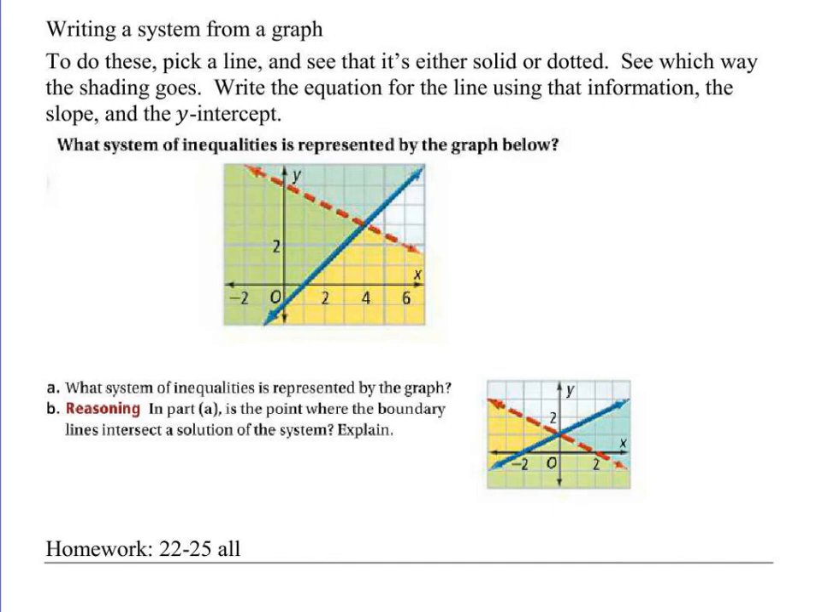Writing a system of inequalities from a graph. This is going backwards. They give you the graph, and you have to come up with the system of inequalities. It's just a matter of learning how to do it, and then after that, a lot of people actually think these are a little bit fun.